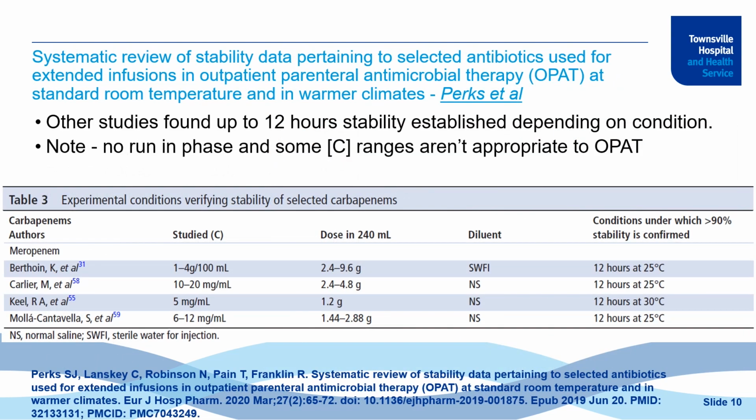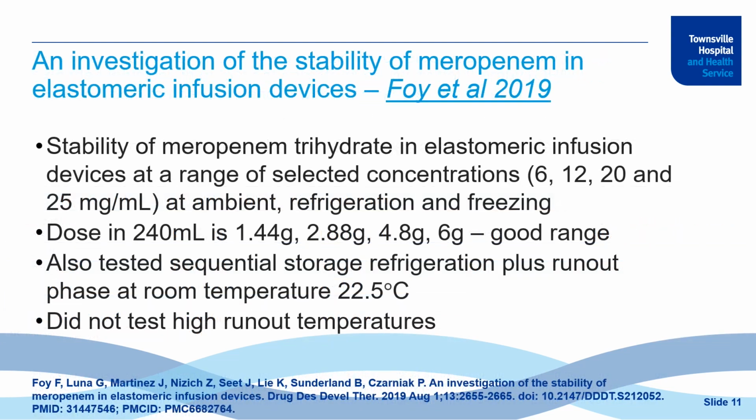There was a systematic review published a couple of years ago, 2019, that showed a collation of some of the higher end stability studies, and showed that in general we're getting roughly 12 hours for that 25 degree range. And even with this one here, you could see that the doses for most of them are in the suitable range for what you'd possibly be selecting for meropenem dosing.